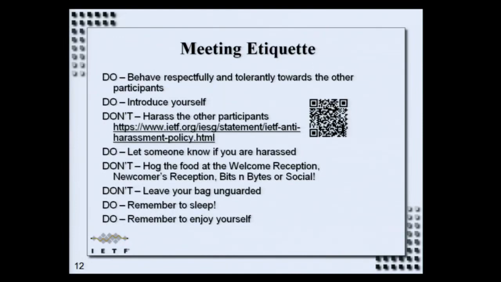Speaking of a bad way, don't harass other participants. Feel free to harass yourself. Insulting yourself is fine. Insulting other people in a way that tries to get them not to be doing the standards job is just not right. This is the anti-harassment policy. If you are harassed, let someone know. Mostly what that means is you go talk to the ombudsman.